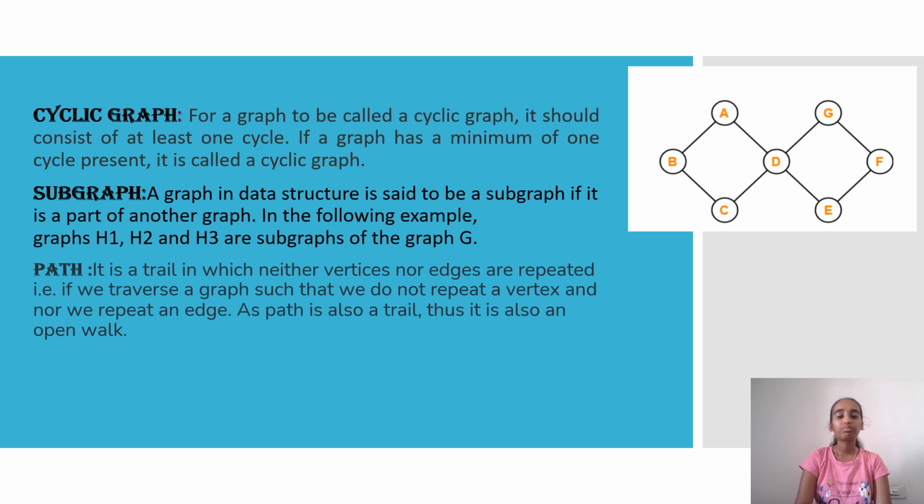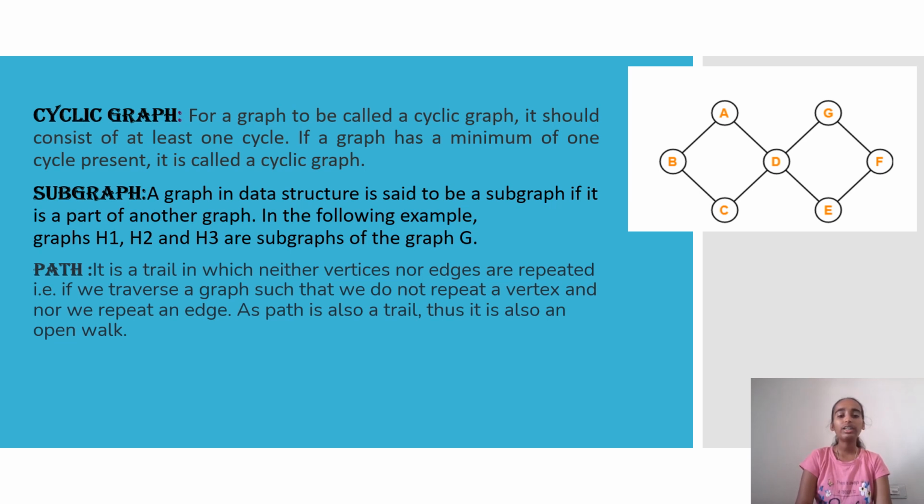Cyclic graph. For a graph to be called a cyclic graph, it should consist of at least one cycle. If a graph has a minimum of one cycle present, it is called a cyclic graph. You could see in this picture that A is connected to B, B is connected to G, G is connected to F, F is connected to E. It is a cyclic graph.